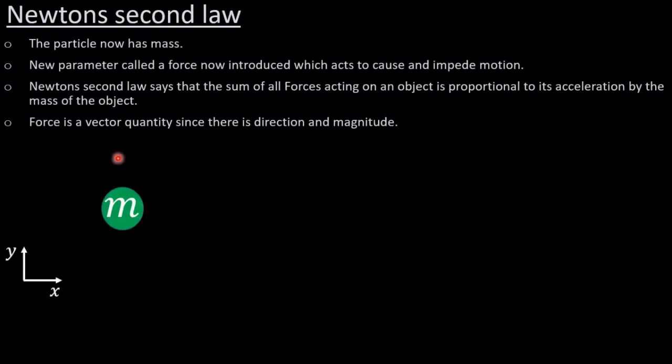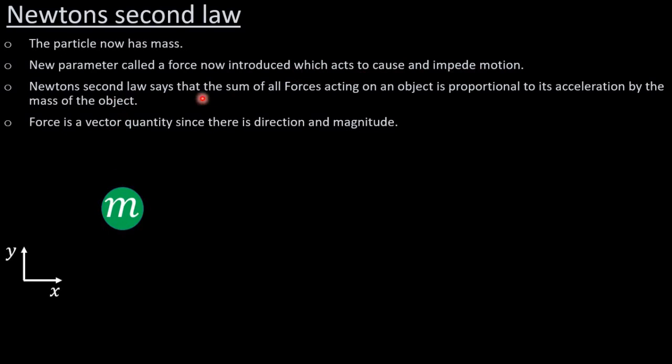So the particle is here, and the particle now has mass. We show that by this m symbol here, which means a certain mass of the particle. This particle is capable of moving inside this rectangular coordinate system here, with the two axes x and y. And there's a new parameter called a force now introduced, which acts to cause and impede motion.